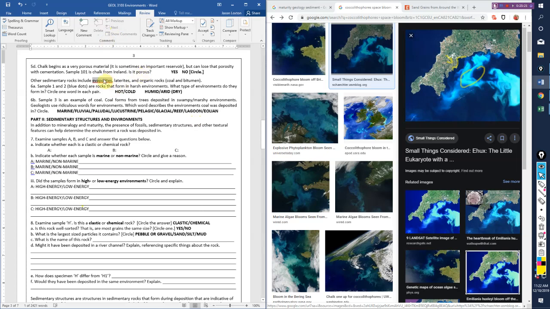So what kind of environment do you think you are likely to build up sufficient material in solution so that you can precipitate it out? Well, let's think about that.